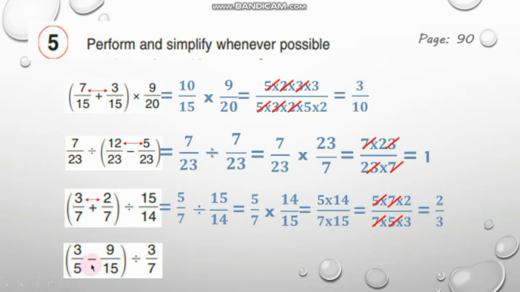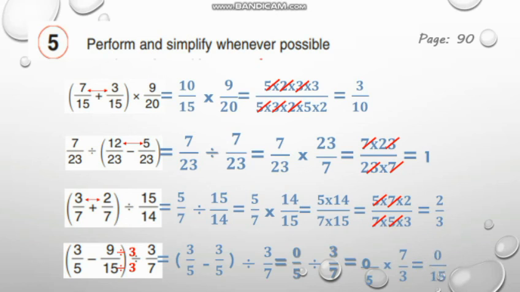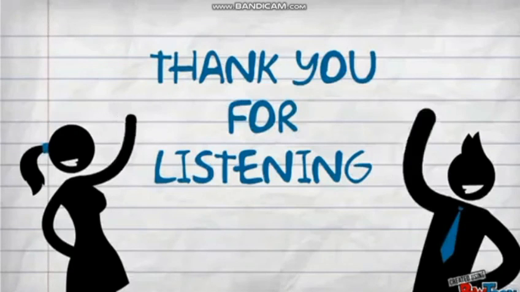Now I have 3 over 5 minus 9 over 15 divided by 3 over 7. Look, I cannot directly subtract these two numbers because I don't have the same denominator. What should I do? I'm going to simplify by 3 this fraction. So I have 3 over 5 minus 3 over 5 divided by 3 over 7. Now I have 3 minus 3 is 0 over 5 divided by 3 over 7 equals 0 because I have here 0. So 0 over 5 times 7 over 3 equals 0 over 15 equals 0. Thank you for your listening.